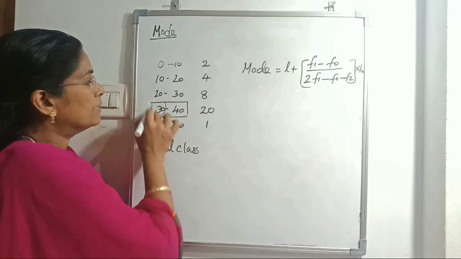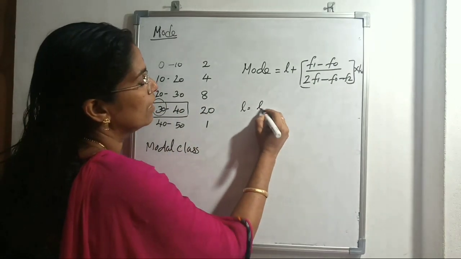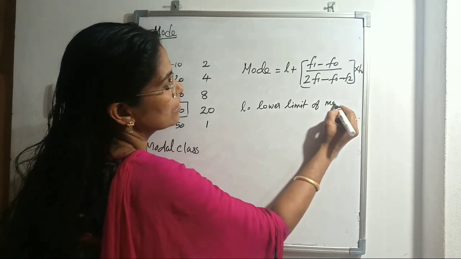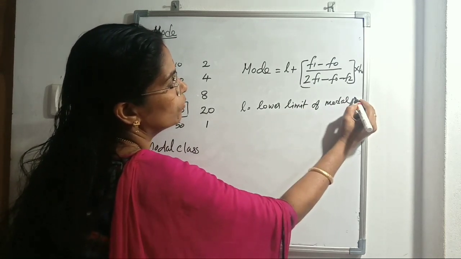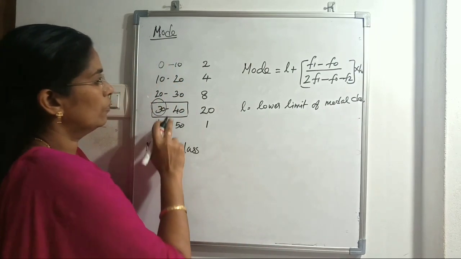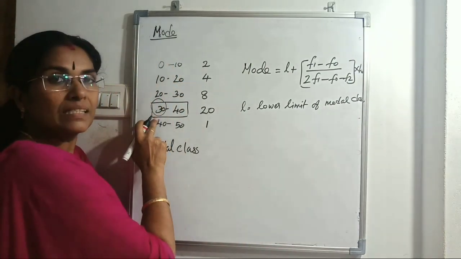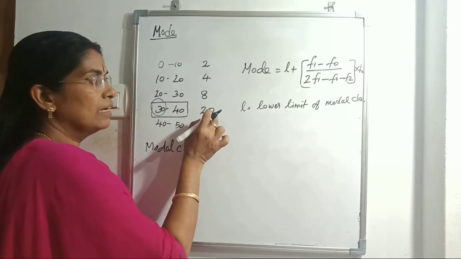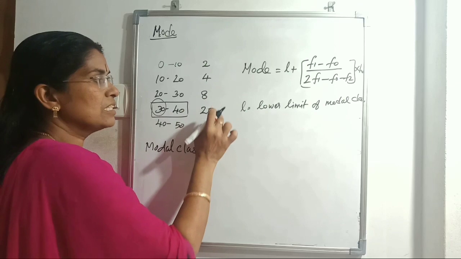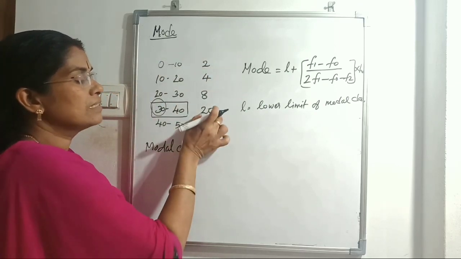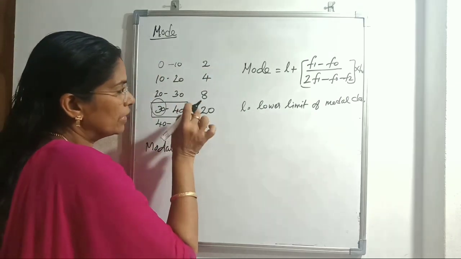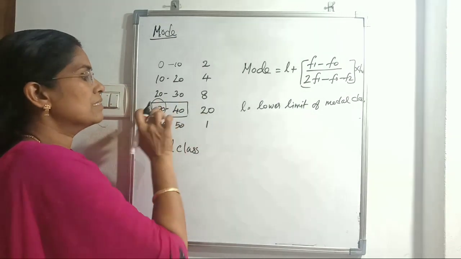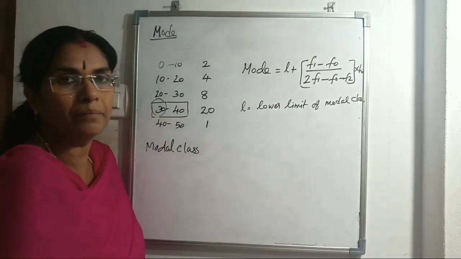Its lower limit is L. L is the lower limit of the modal class. Clear? Lower limit of the modal class. Now L here is 20. First find the modal class. How are we finding the modal class? The maximum frequency, or highest value among these frequencies, that frequency's class interval we are selecting. That class is called the modal class. Its lower limit we are taking as L.